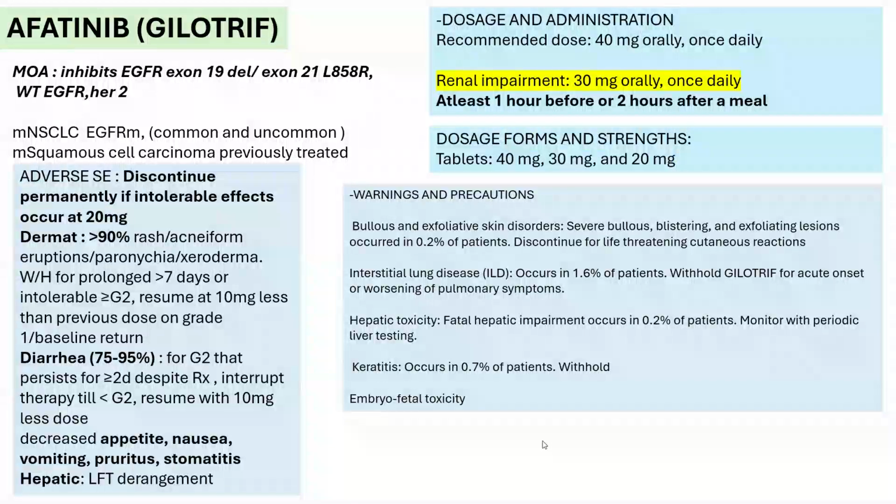So we need to interrupt the therapy till it is less than or equal to grade 1. And then we resume with a lesser dose, 10 mg lesser. If the patient is on 30, we reduce the dose to 20. And again, GI side effects like decreased appetite, nausea, vomiting, pruritus, stomatitis, all these will be class side effects. Only the severity will differ.